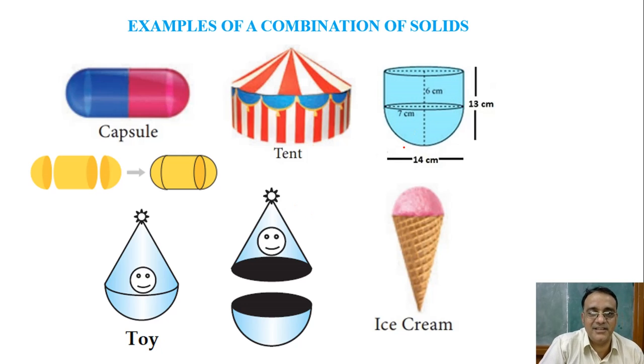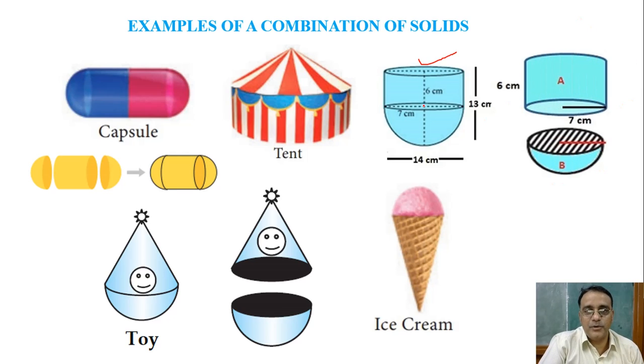This is a glass vessel और इसमें जो डायमीटर है 14 सेंटीमीटर and the total height of the glass vessel is 13 centimeter. Now you identify how many solids are there. This is the combination of how many solids? 2 solids. Cylinder and hemisphere. Right, very good. ये ऊपर वाला पार्ट जो है, this is cylindrical part and the lower part is hemispherical part. Any doubt in these examples?